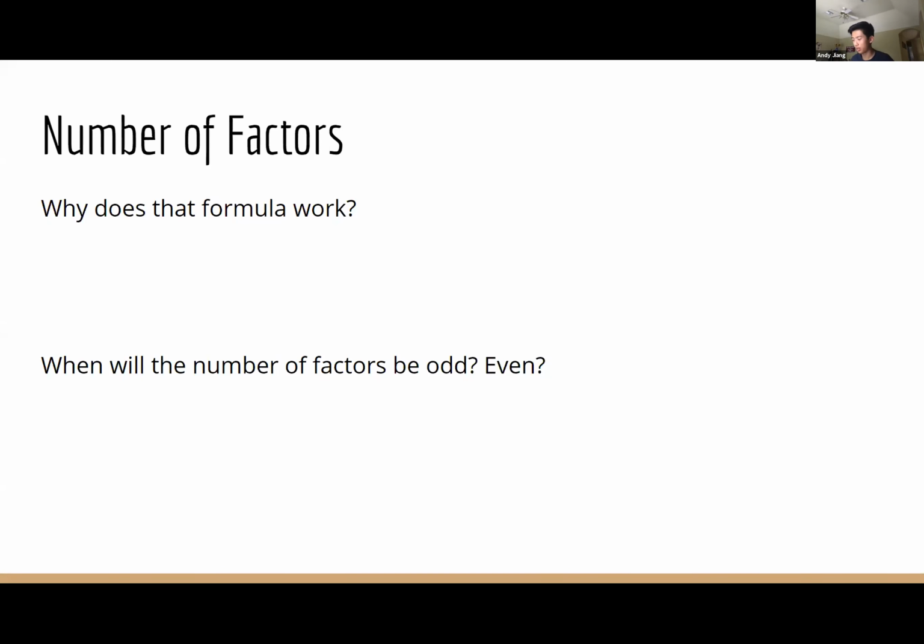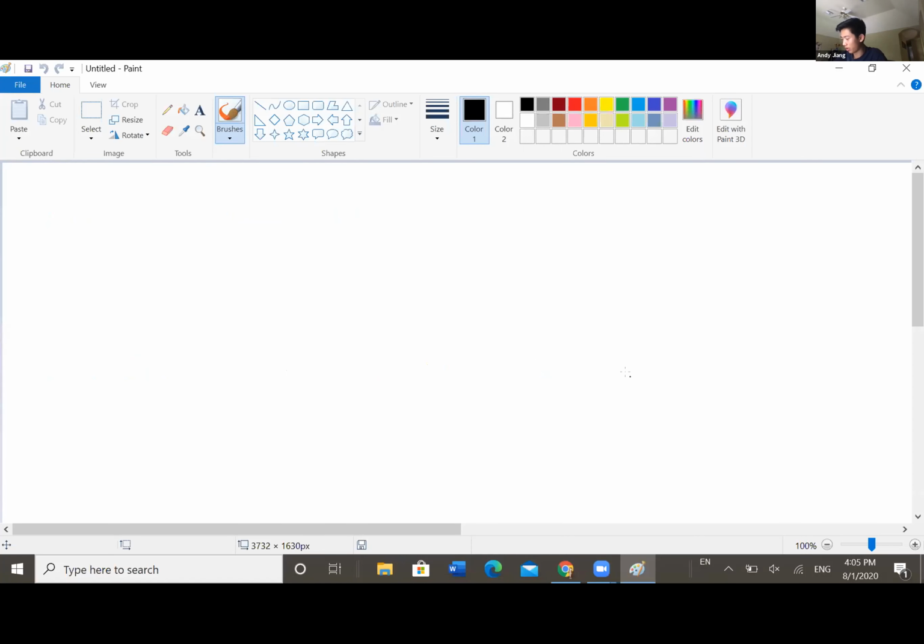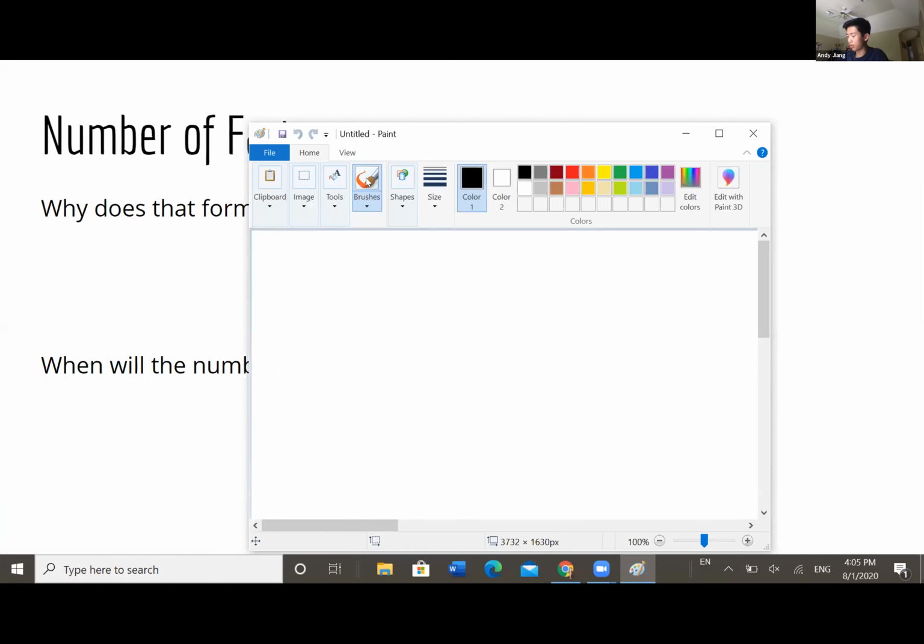For the second one, we know that the number of factors will be odd. We'll talk about it in 2 different ways. First off, let's look at perfect squares. This is what a lot of you guys said. So perfect squares, and I'll take 16 as an example. So 16, how many factors does that have? It's 5, right? 1, 2, 4, 8, 16. All the powers of 2 less than or equal to 16. So this is 5 factors.